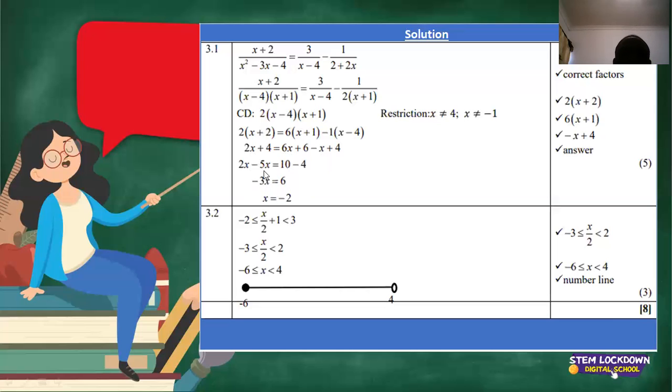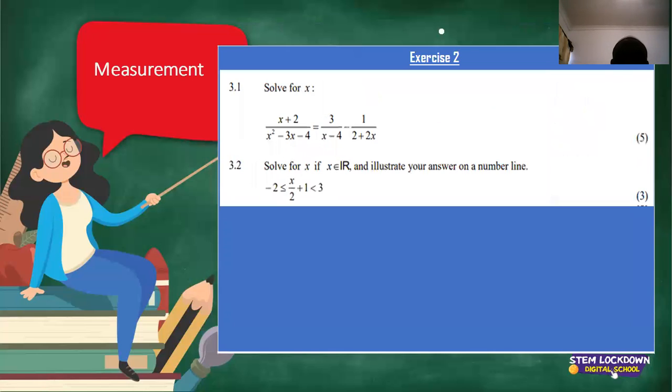So basically, 2x minus 5x is minus 3x. So minus 3x equals 6, x equals minus 2. So our x equals minus 2. I hope you understand that. Now the next one.